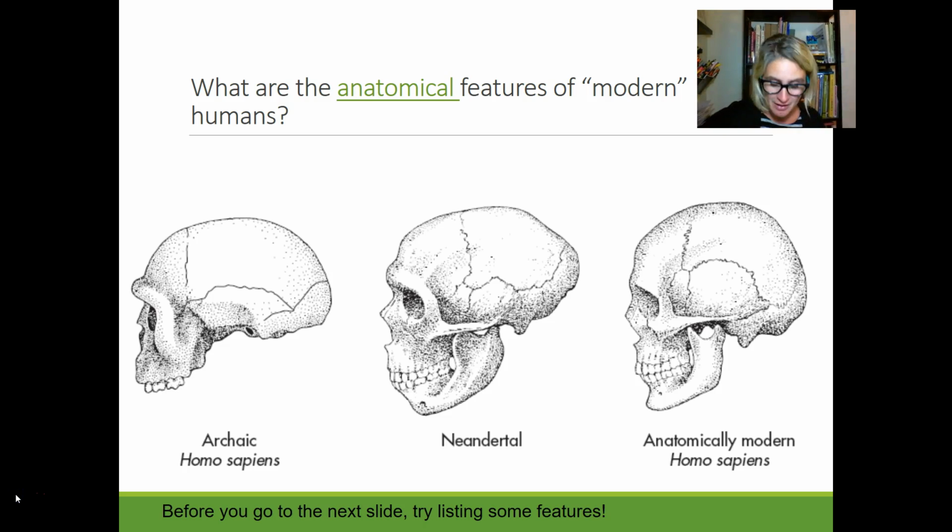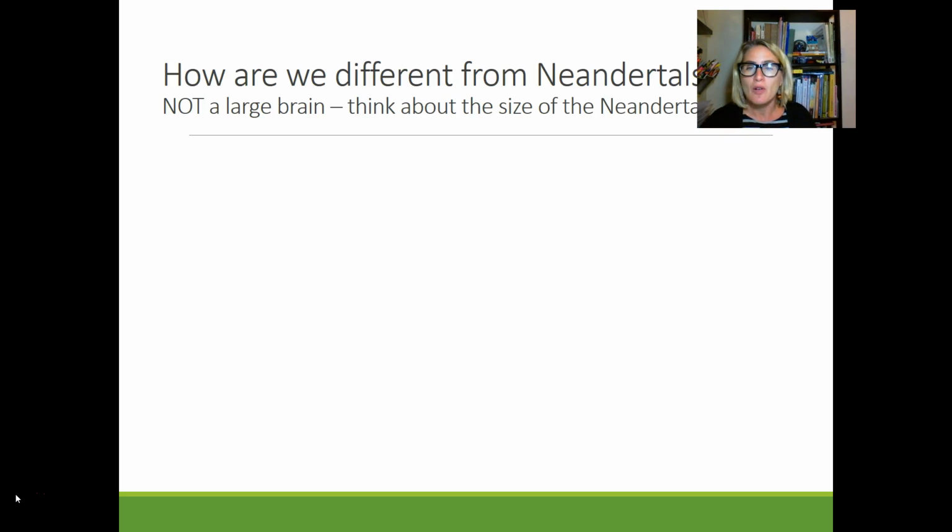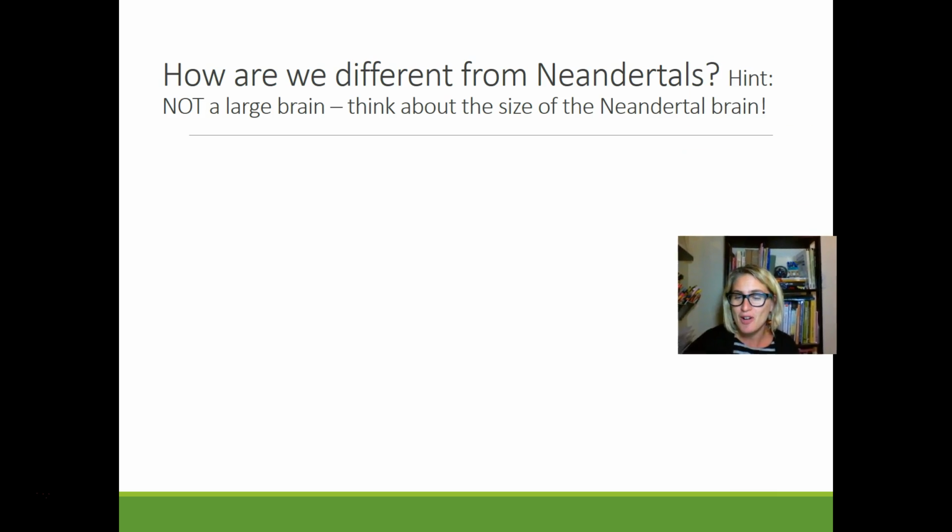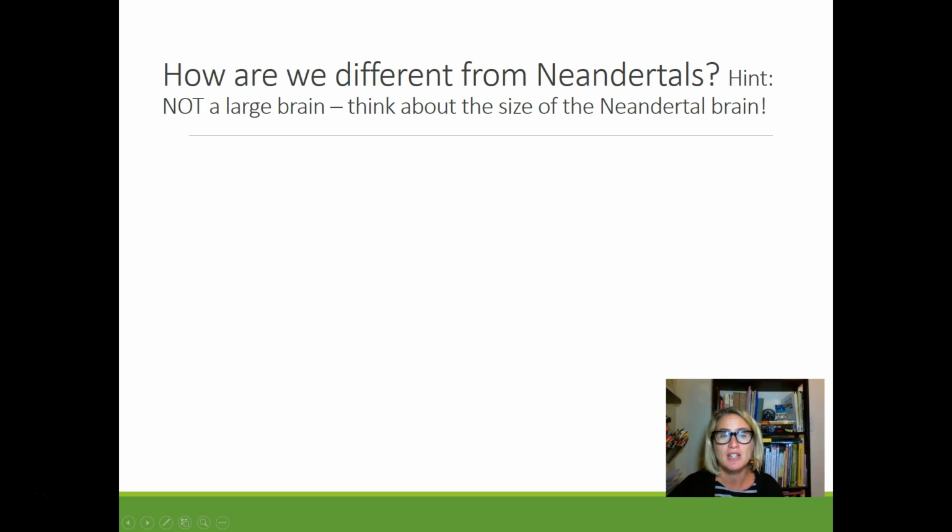Okay, you're done with that? Great. Now, let's think about this. I'm not going to give you all the information and all the details because you've already studied and learned about it in your textbook, and we've just talked about it in previous lectures. But just think about some of the ways that we're different from Neanderthals, for example. And here I've given you a hint. It's not the large brain. Think about the size of the Neanderthal brain.